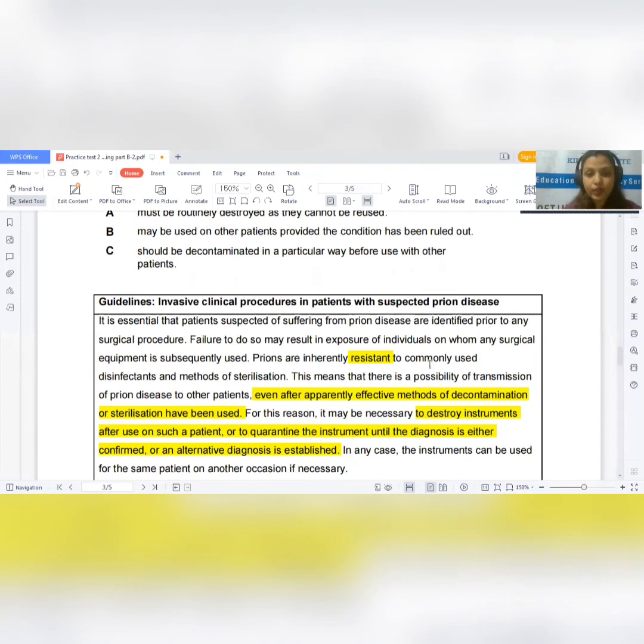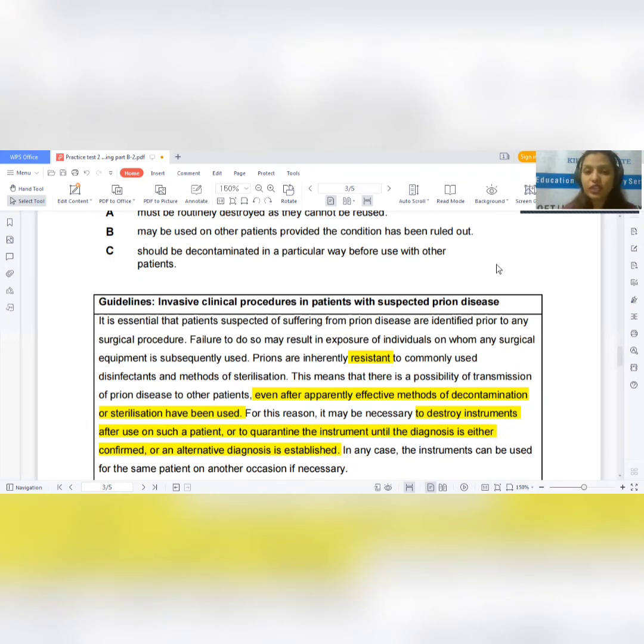patients. Here they have mentioned that for this reason, it may be necessary to destroy instruments after use on such a patient, or to quarantine the instrument until the diagnosis is either confirmed, that means prion disease is confirmed, or an alternative diagnosis is established, that means another diagnosis is established. So if another diagnosis is established, in that case, you can use these instruments on other patients as well. Right? And based on this understanding, B is our option.